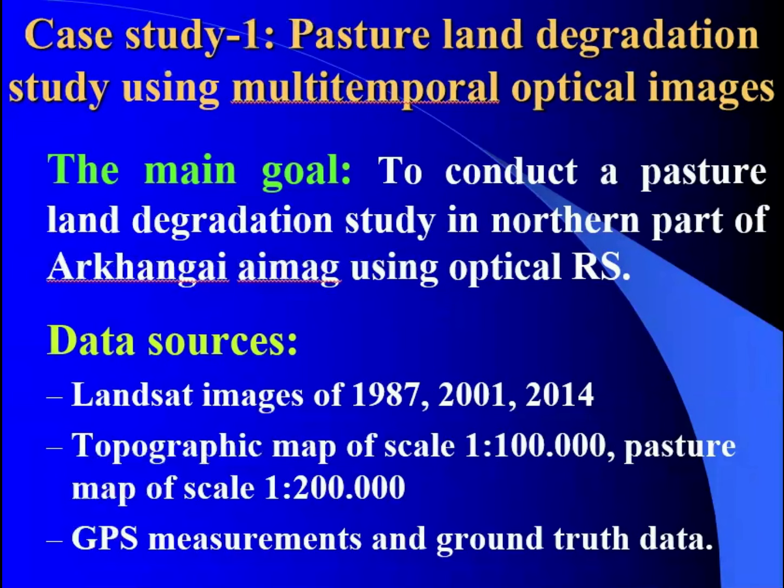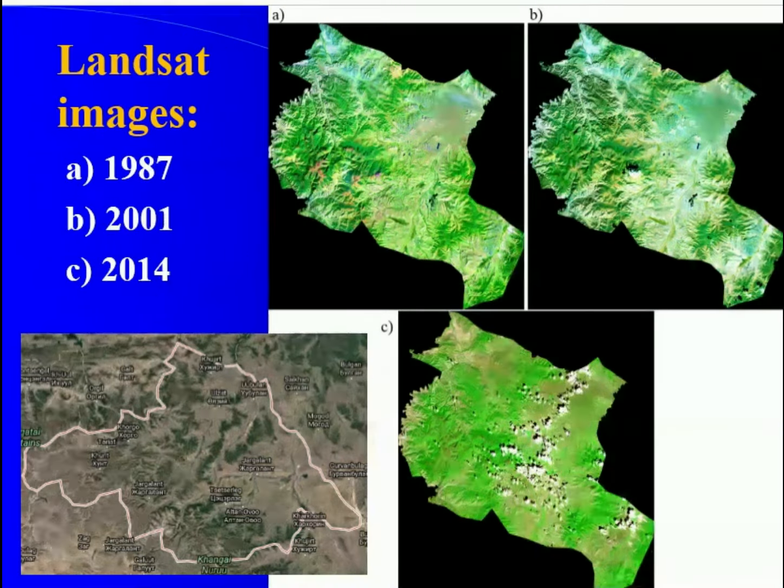As data sources, we have used multitemporal satellite images mainly acquired from Landsat in 1987, 2001, and 2014. In addition, we had a topographic map of the study area, as well as a pasture map at a scale of 1 to 200,000, and some other GPS measurements and ground truth datasets. Here you can see Landsat images acquired in 1987, 2001, and 2014.